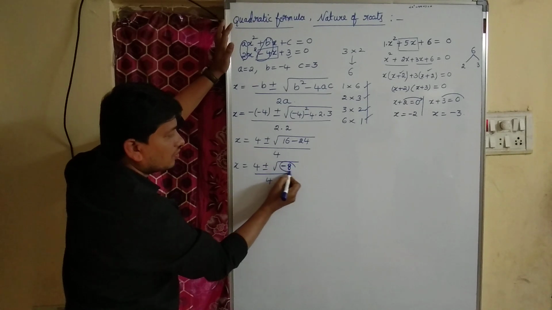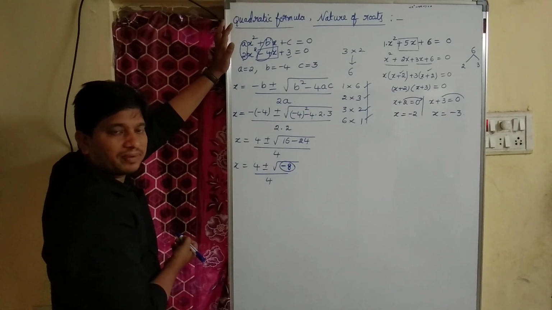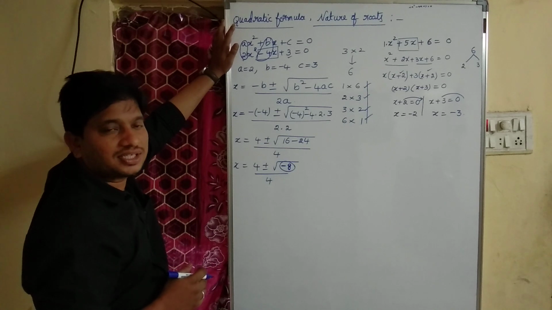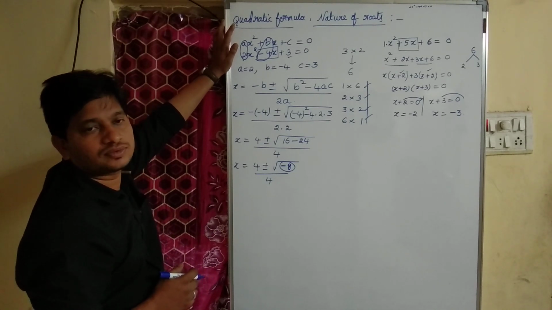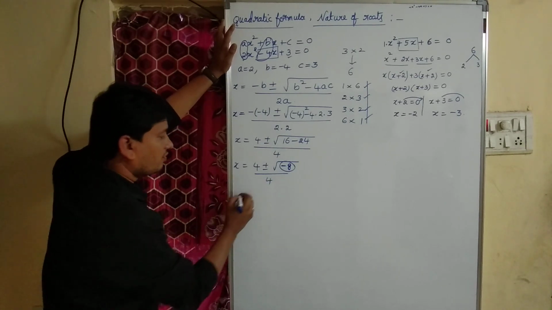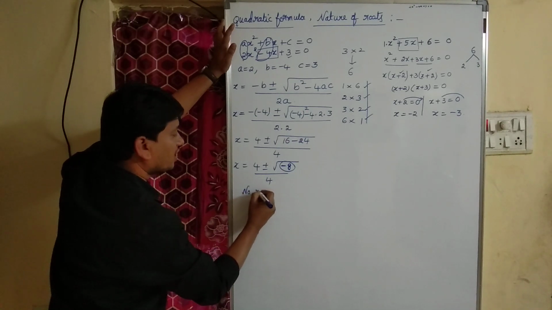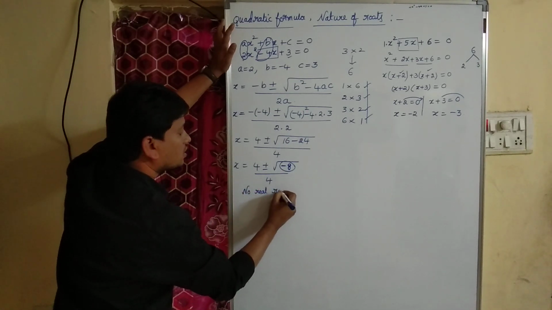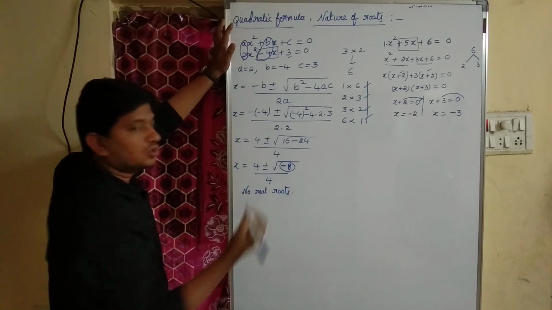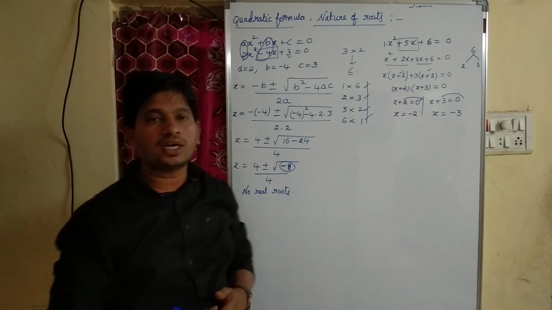In the value of root over -8, there is no such integer whose root is negative. Children, in this case we cannot find the roots, so we can write as no real roots. What is this? No real roots. We cannot find the roots.